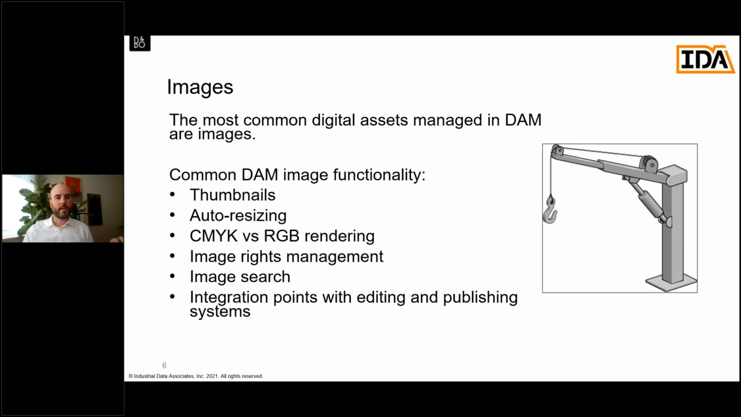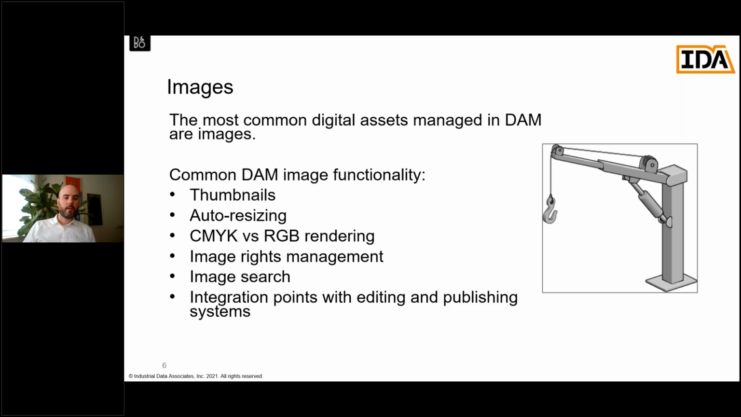So I'm going to now start talking about some of these assets in detail. And the most important asset for DAM that we're going to focus on is images. Images are really important for obviously e-commerce and products, which is where IDA often interacts with DAM. And so some of the key functionalities around that would be creating thumbnails, auto-resizing images, rendering images in different formats. CMYK and RGB are different ways that you can render the color in images. So a DAM might be able to switch in between those different formats.